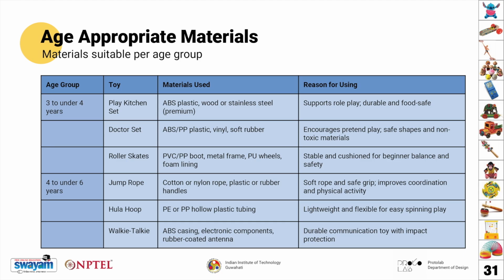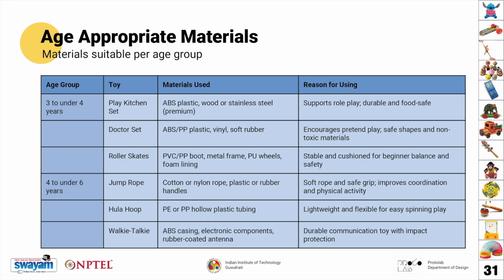Similarly, a doctor set made from ABS or PP plastic with vinyl and soft rubber components encourages pretend play and storytelling while ensuring that all parts have safe shapes and non toxic materials. And roller skates for beginners are typically made with PVC or PP, metal frames, polyurethane wheels, and foam lining. These materials provide stability, cushioning, and balance support, helping young children develop confidence in movement while ensuring safety.